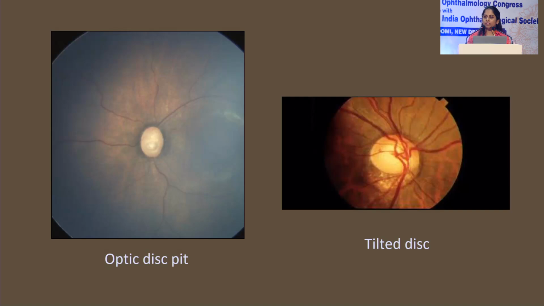Tilted disc is when the optic nerve enters the optic nerve head in an oblique manner. It gives a tilted disc. Tilted disc can sometimes be misleading. It can be confused for glaucomatous disc damage or myopic disc.